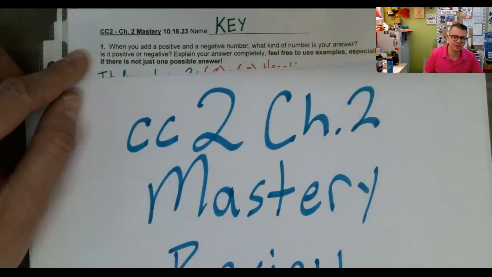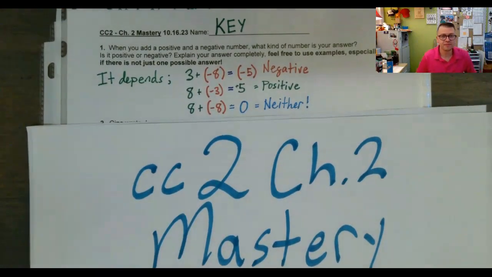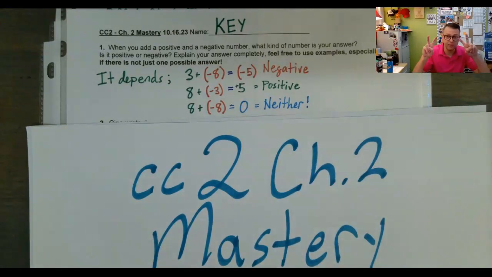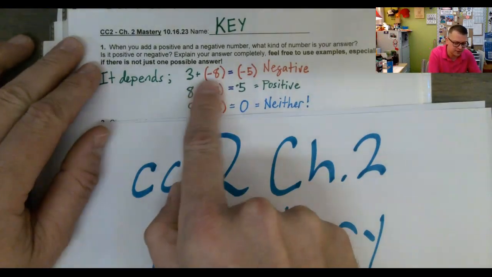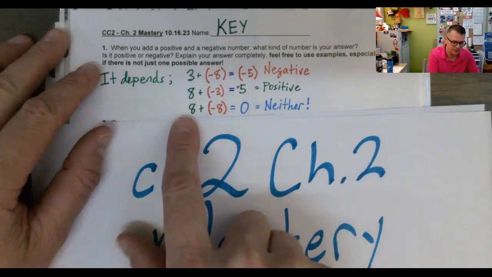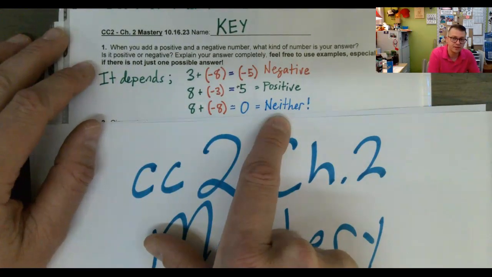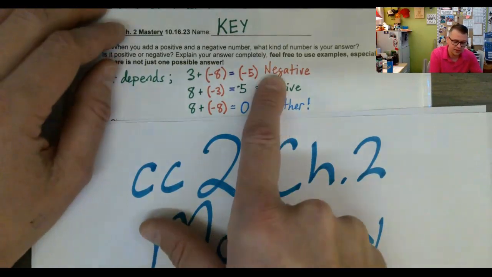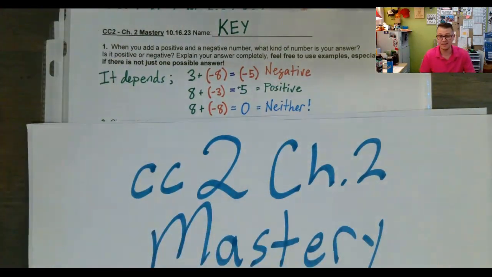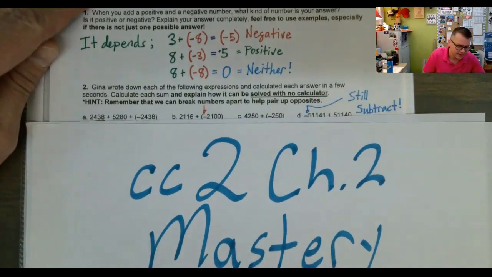So some of us didn't give enough details on number 1 because it depends. When you have a positive and a negative, it depends which one is bigger, right? As we always talk about when we're doing the battle or the fight, if they don't get along, if the negative is bigger, the negative is going to win. If the positive is bigger, the positive is going to win. And if they're equal, our sum is going to be 0, and 0 is technically neither negative or positive. It is even, though. Fun fact there, 0 is technically even.